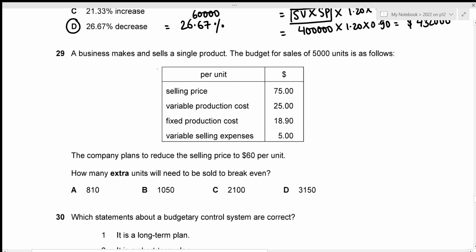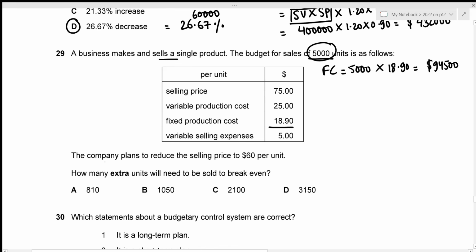A business makes and sells a single product. The budget for sales of 5,000 units is as follows. We're given the selling price per unit, variable production cost per unit, fixed production cost per unit, and variable selling expenses. First of all, let's figure out the total fixed cost. That is just going to be the total number of units of 5,000 times our fixed production cost per unit of 18.90. And this gives the total fixed cost to have the value of 94,500.